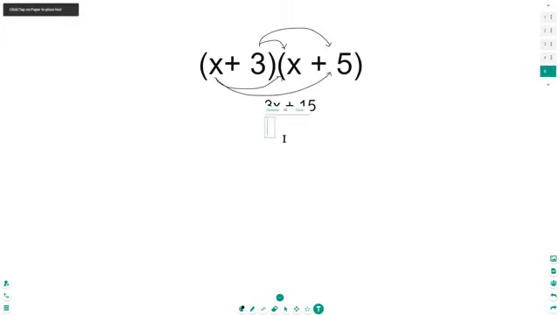Let's do that. x distributed to the second x is x squared. Okay, and then we have x times the 5, and we have 5x. Okay, and then it comes up to the child. We need to combine like terms. So we're going to combine those together, and we'll get the x squared.